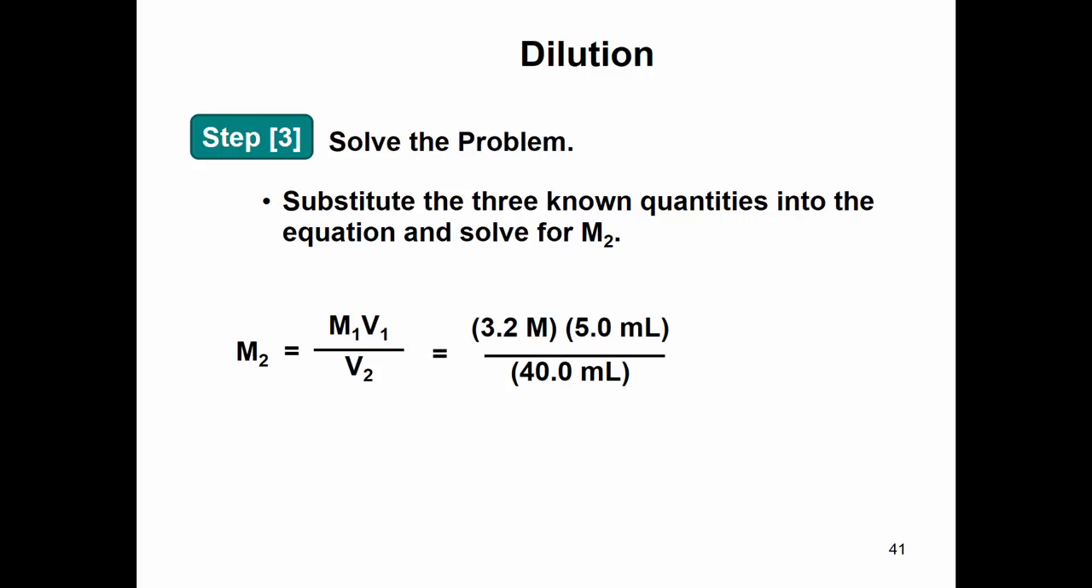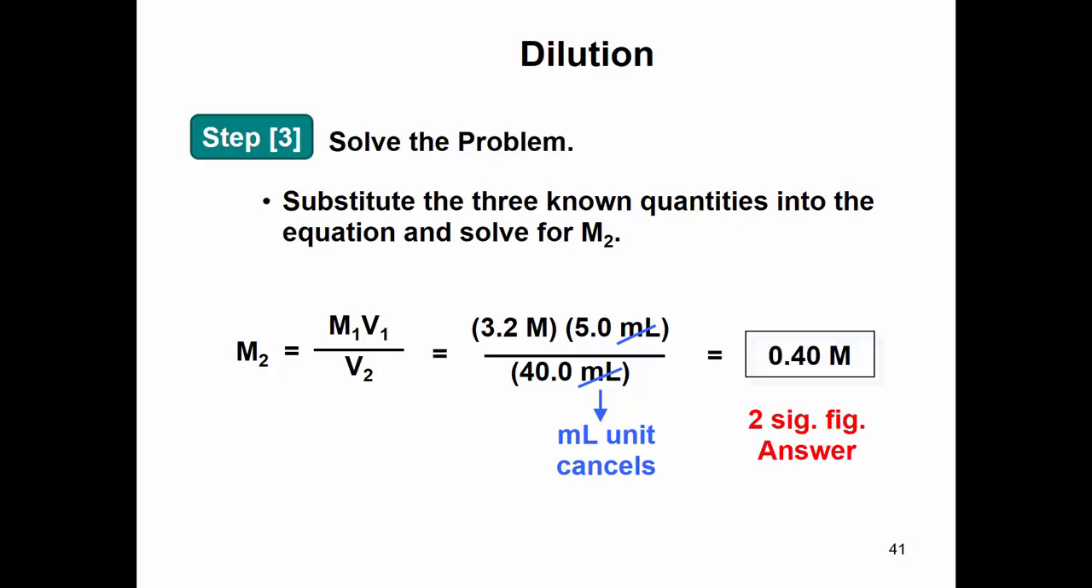So M1 was 3.2, V1 was 5.0, V2 was 40. Once again, our units cancel. They always do, to give us molarity left over, which is what we're looking for. And so we get 0.40 molar. So our concentration when you dilute is going to be less, right? So if you get a bigger number than 3.2, you know that you did something wrong. Okay, so you go from a molarity of 3.2 to a less concentrated solution of glucose, 0.40 molar.